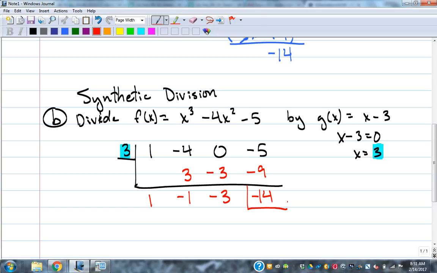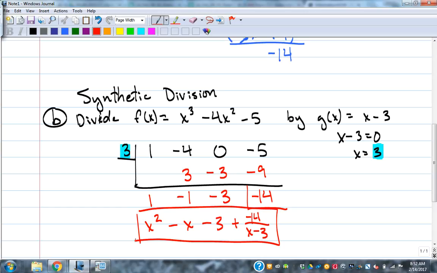Whatever's in the front, you just bring it down. Then you multiply. 1 times 3 is that 3. Add. Negative 4 plus 3 is negative 1. Multiply. That's the negative 3. Add. Negative 3. Multiply. Add. We got synthetic division. What that creates is the same answer that we got with long division: x squared minus x minus 3 plus negative 14 over x minus 3. That's what we found by doing that division.